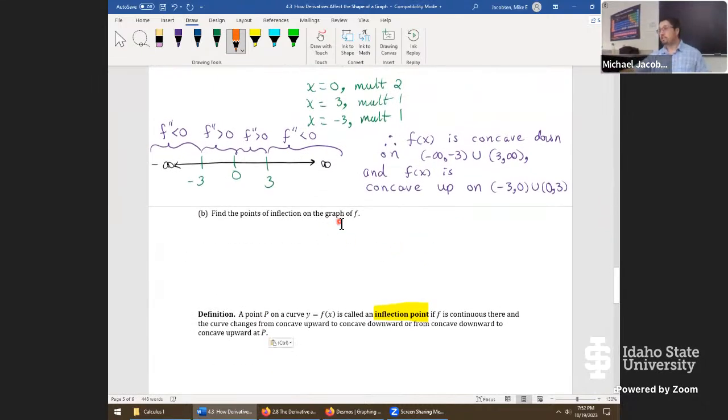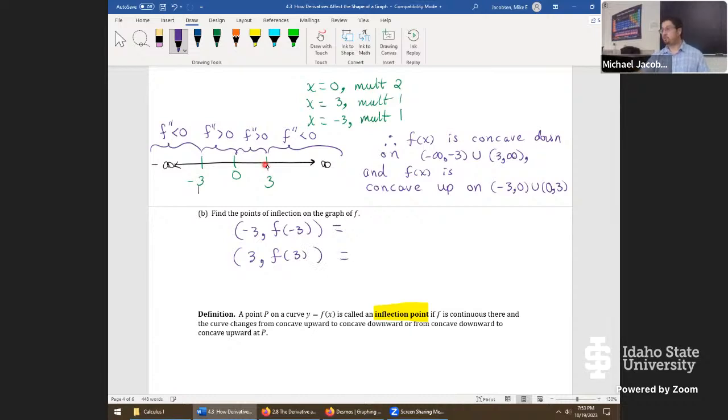It says find the points of inflection on the graph. And here it changed from concavity of concave down to concave up. So we can say -3, f of -3. We'll have to find out what that is. And the other inflection point is, well, it's not here. It's concave up to concave up, which means concavity never changed in one way or another. So we have to skip past that point. We can't talk about 3, like you said. It's 3, f of 3.